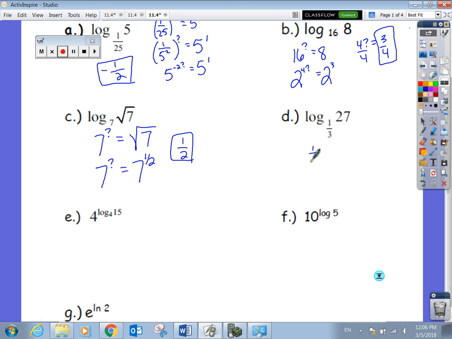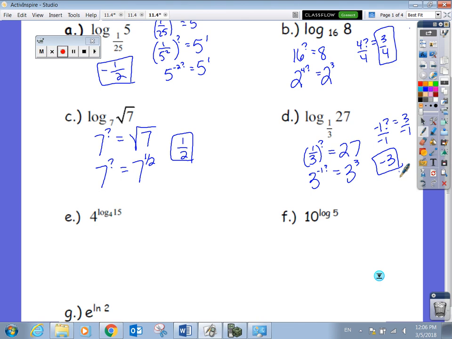So we say 1/3 to the what equals 27. So we bring this up. So 3 to the negative 1 times what equals 3 to the 3rd. So we can say negative 1 times what equals 3. Divide by negative 1, and we get our answer of negative 3. So a little bit different than letter A. Letter A was a fraction and negative. Letter D was not a fraction. It was just a nice whole number.